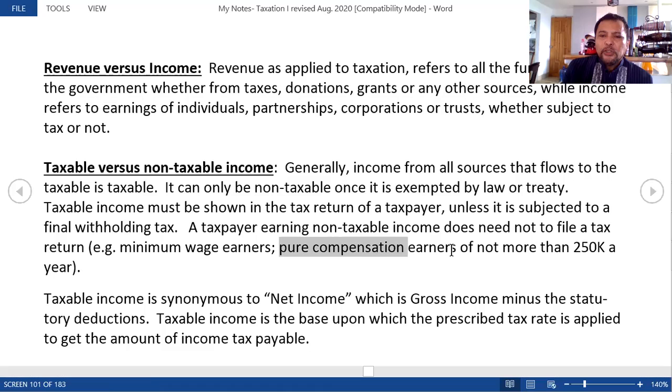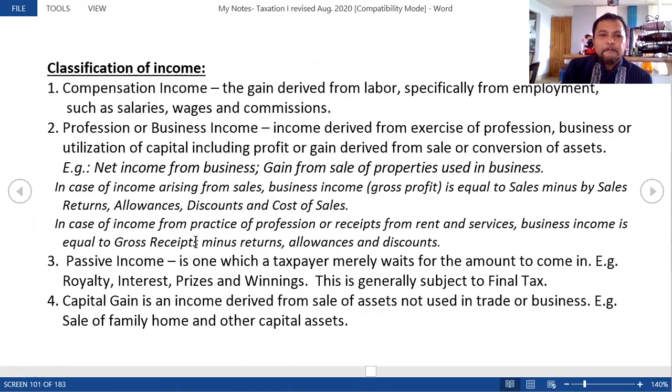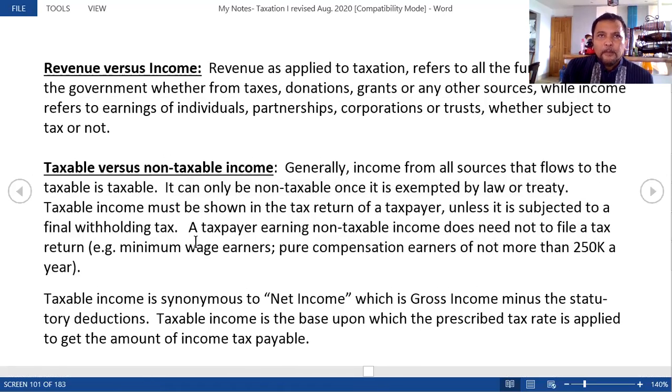Pure compensation earners of not more than 250,000 pesos, because this kind of earners have already been exempted by the new law, the TRAIN law. Not really exempted, but the deductions like personal deductions and personal exemptions, additional exemptions has been upgraded to 250,000. So meaning if you are earning compensation of not more than 250,000, it is already excluded.